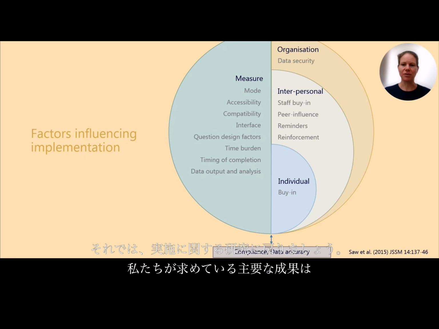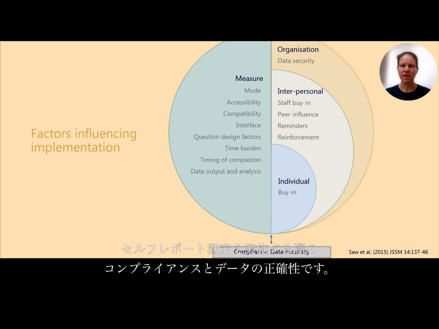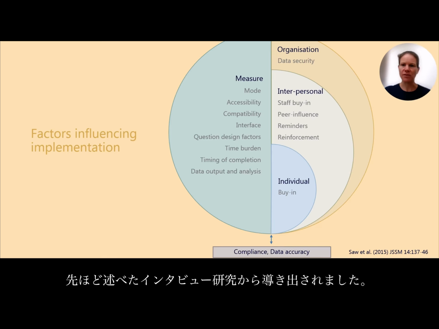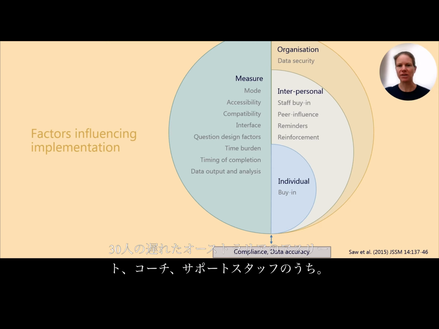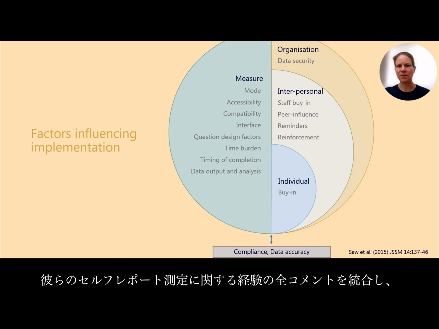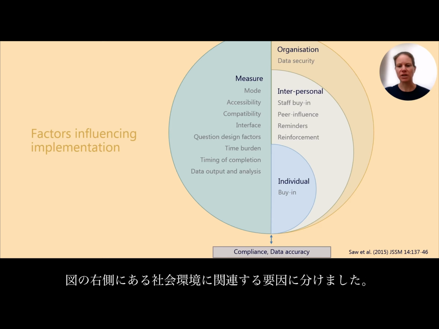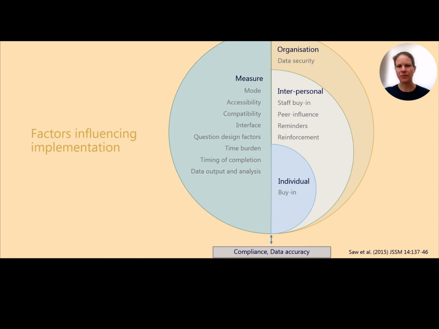So moving back to the research on implementation, the key outcomes we're after when implementing a self-report measure are compliance and data accuracy. The many factors which affect these outcomes were derived from the interview study I mentioned previously of the 30 elite Australian athletes, coaches and support staff. We synthesised all their comments about their experience with self-report measures into factors relating to the measure on the left of the figure and factors relating to the social environment on the right of the figure.